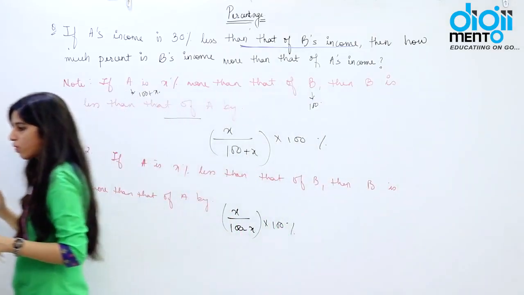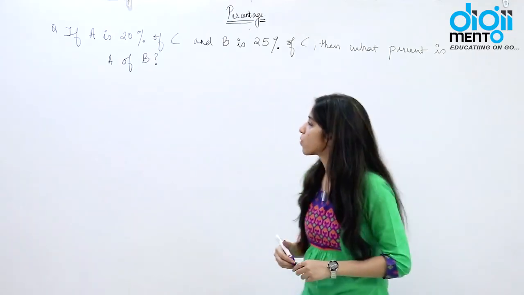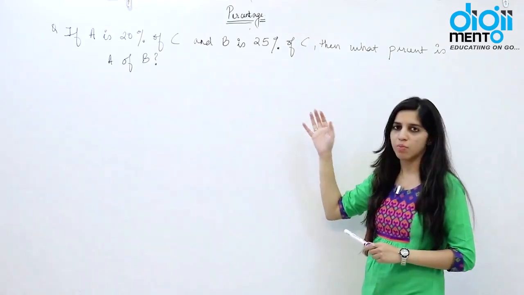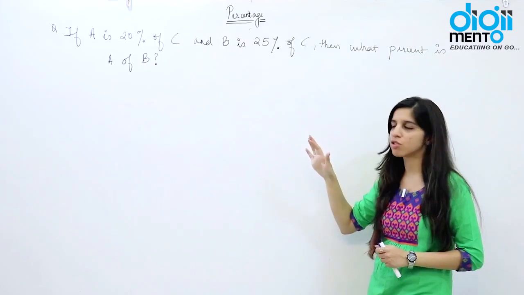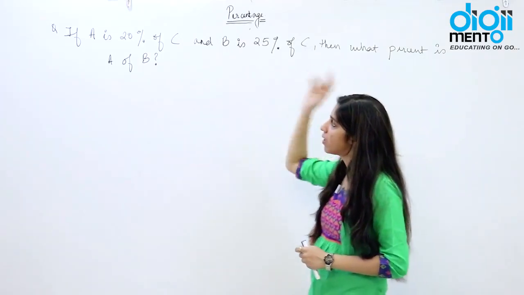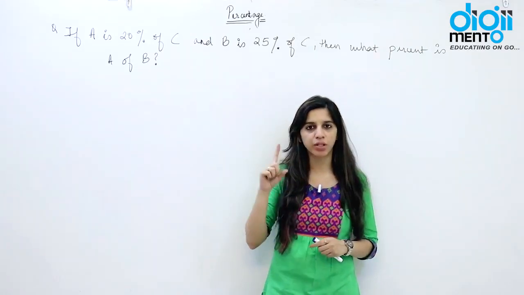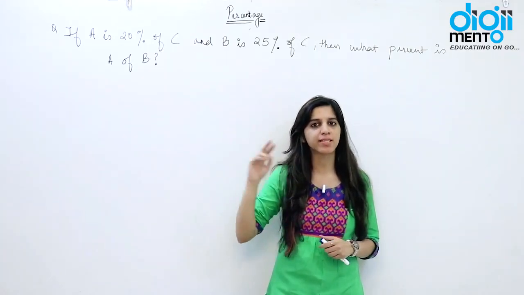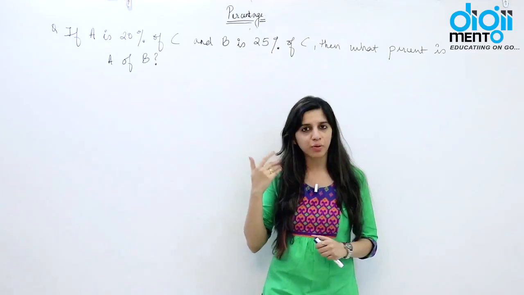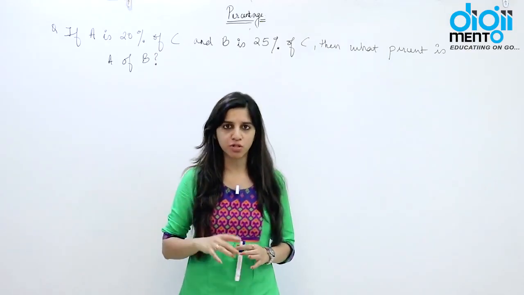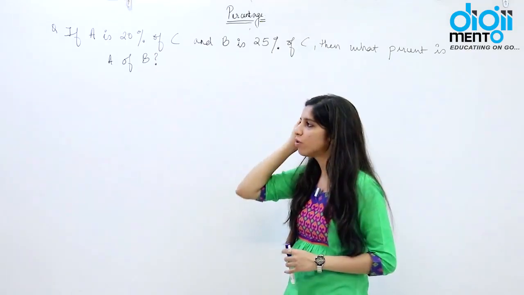Now we look at the next one. So look at this question. What does this model mean? What we have to do in this model is, they are comparing two different quantities to a third similar quantity. They are going to compare the first quantity with the third quantity, the second quantity with the third quantity, and ask you the relation between the first two quantities.